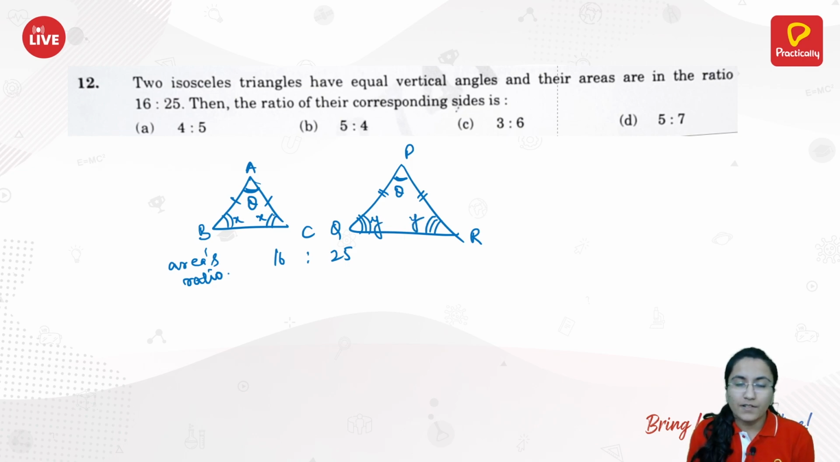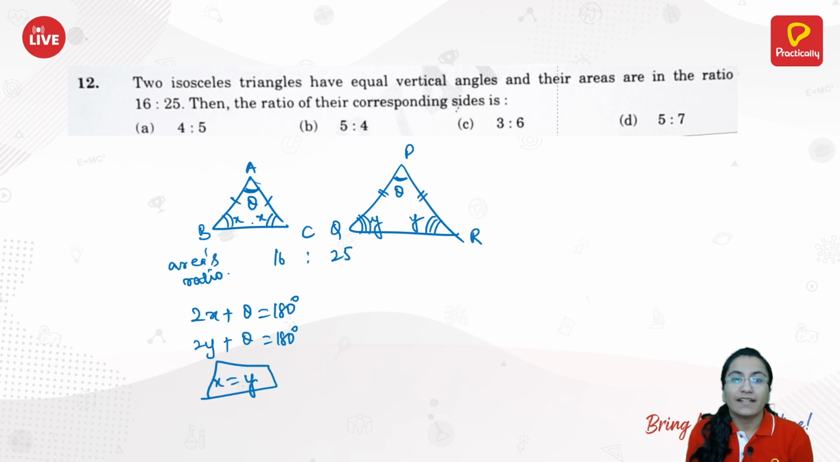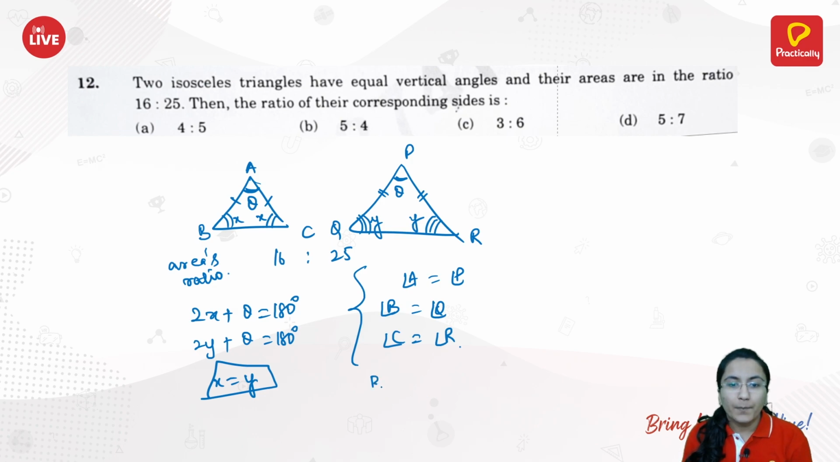So here in first triangle ABC, you can see that 2x plus theta is equal to 180 degrees by the angle sum property of a triangle, and in the second you would get 2y plus theta is equal to 180 degrees. If you subtract both the equations, you would get x equals y, right? That means all the corresponding angles, basically angle A equals angle P, angle B equals angle Q, angle C equals angle R. These three angles are equal, so that means by the similarity criterion, both the triangles are similar.